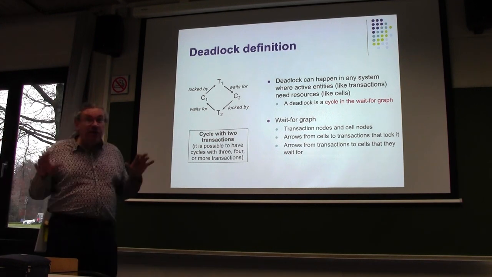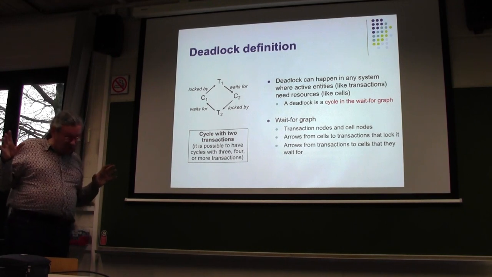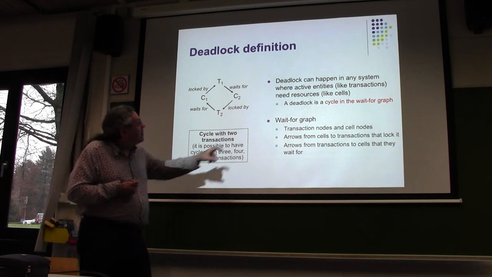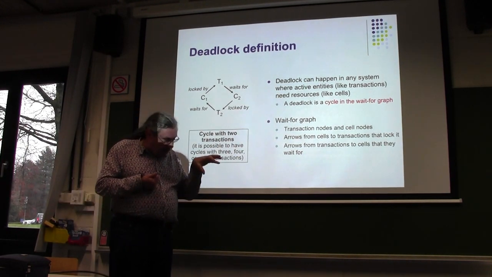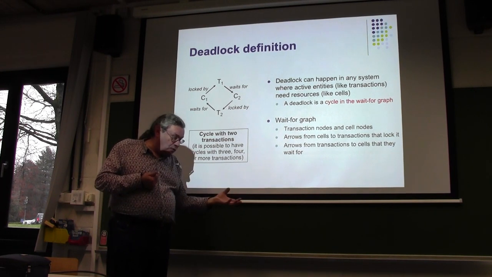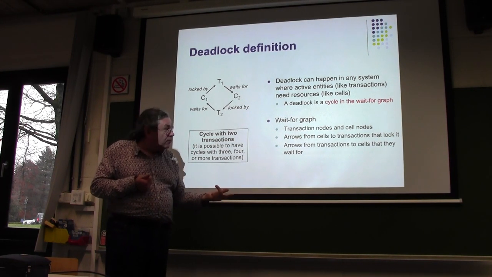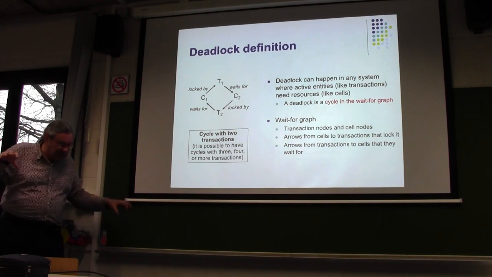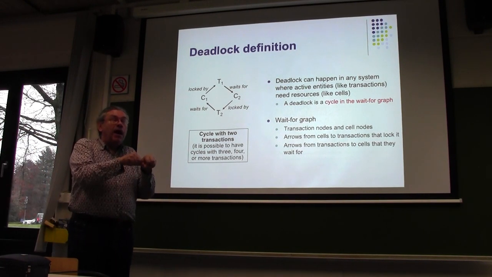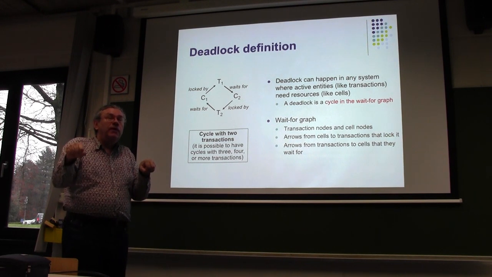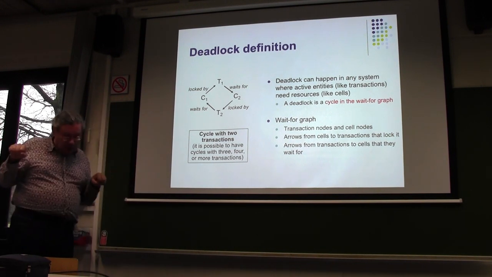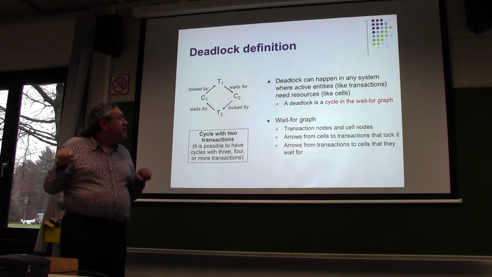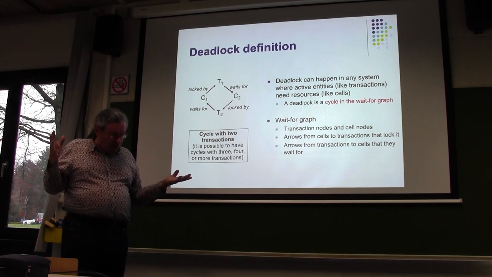And deadlock is a very general condition, and it can happen in many, many places, not just in transaction managers. It can happen in any system where I have active entities on one side, transactions or humans or cars on the road or airplanes, any kind of an active entity, and resources. And the active entity needs resources to do something, and when it's done, it releases resources. So if I have such a system, and if I don't do anything special, such a system can always go into deadlock.